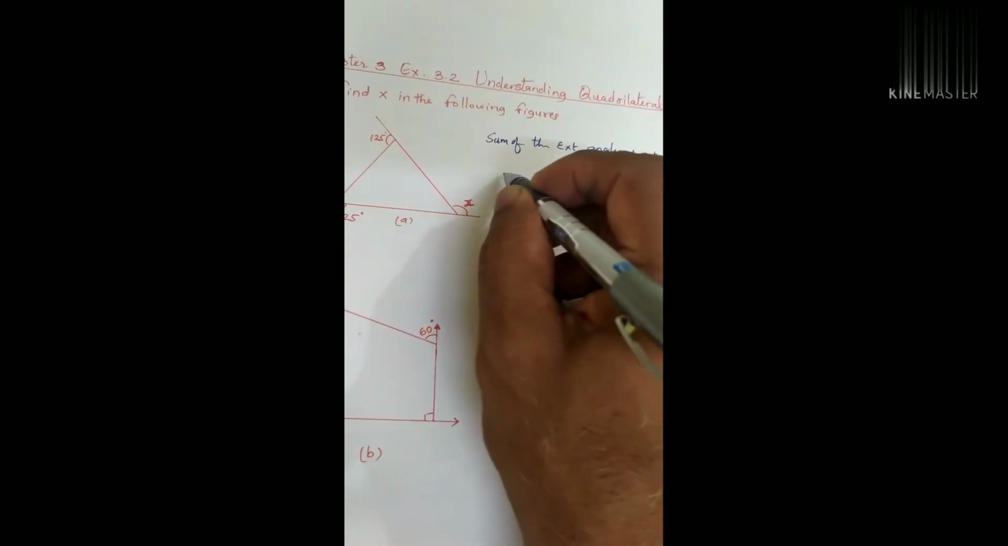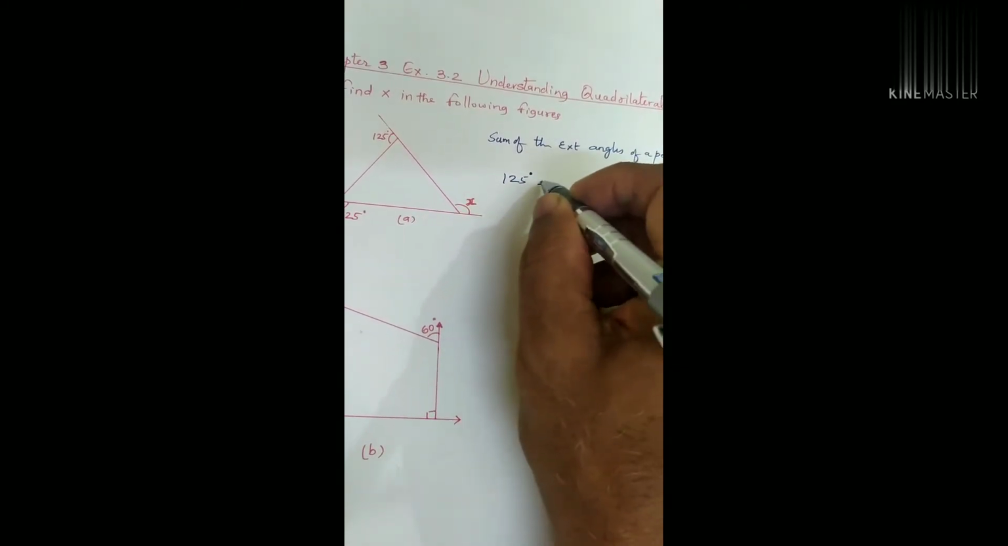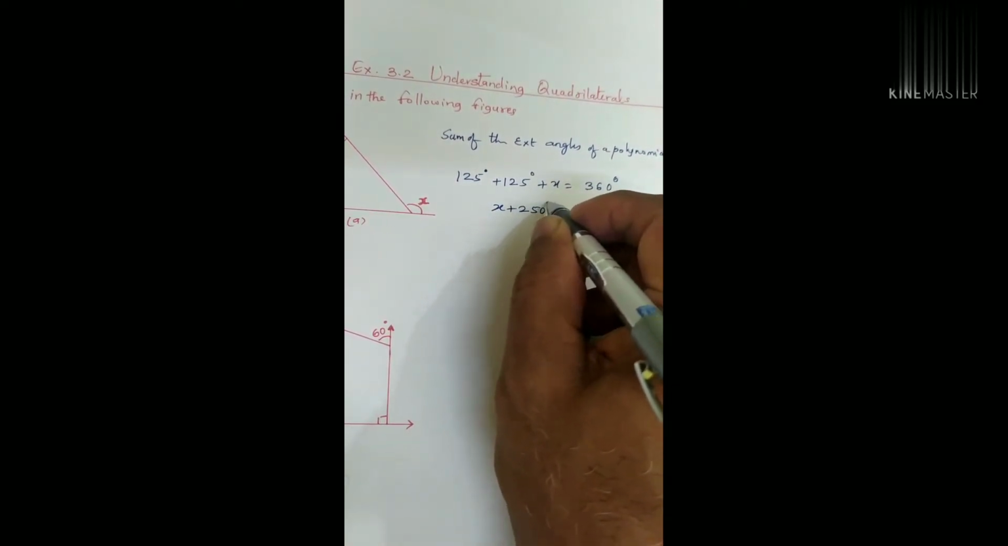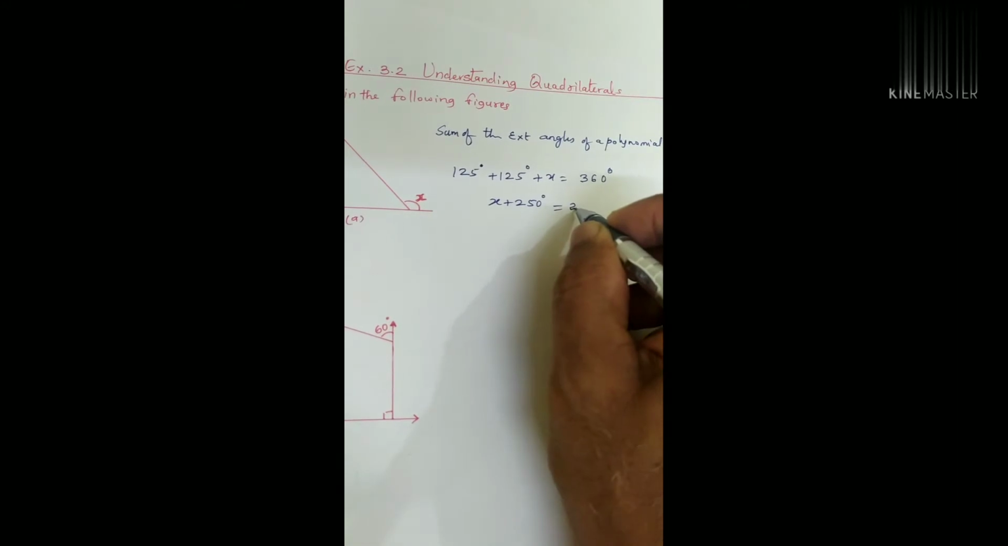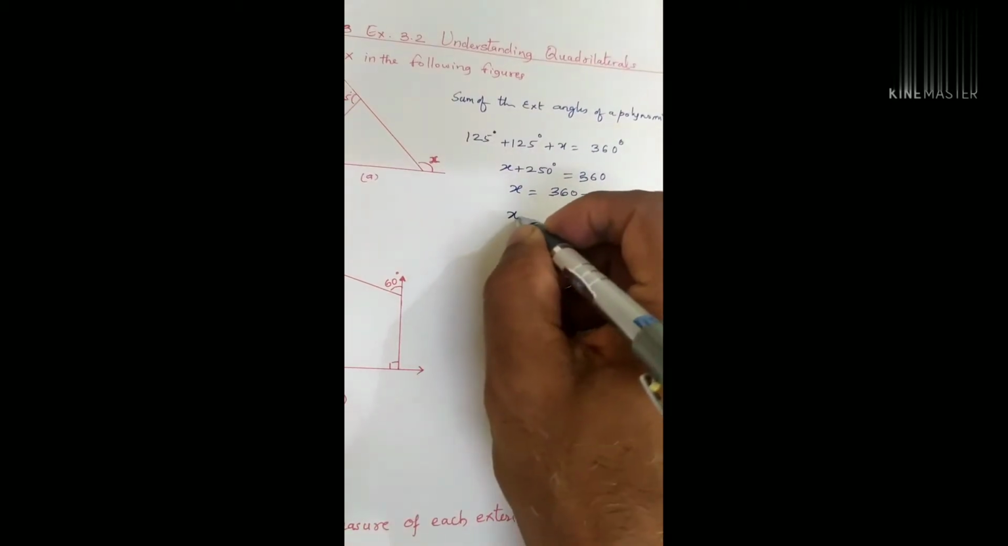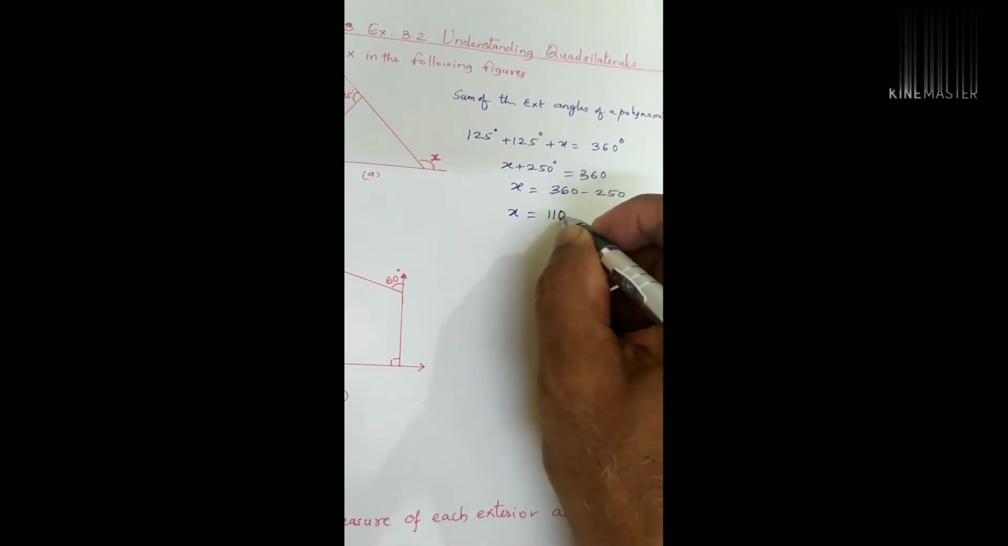So it is 125 degrees plus 125 degrees plus x is 360 degrees. So x plus 250, 125 plus 125 is 250. So we will subtract it. X is 360 minus 250. So the value of x is 110 degrees.